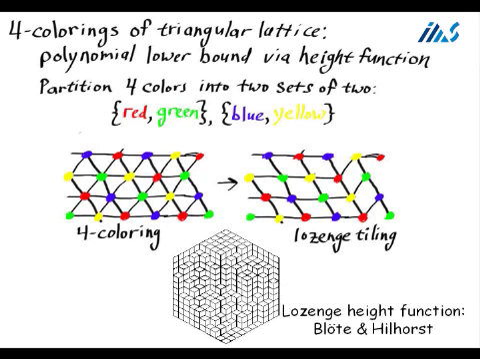And for that edge, we can just delete it. And we get a lozenge tiling. And lozenge tilings are well known to have height functions. You can see one here. And so then the same height function argument that we saw earlier applies to four colorings for the triangular lattice.